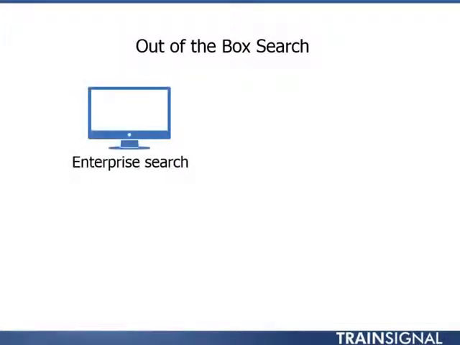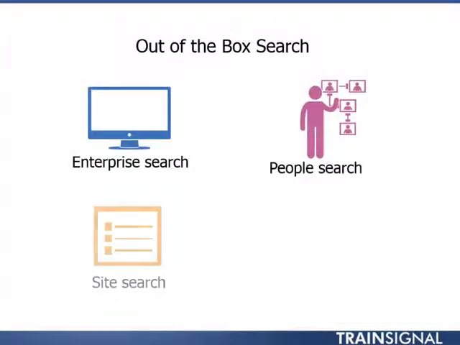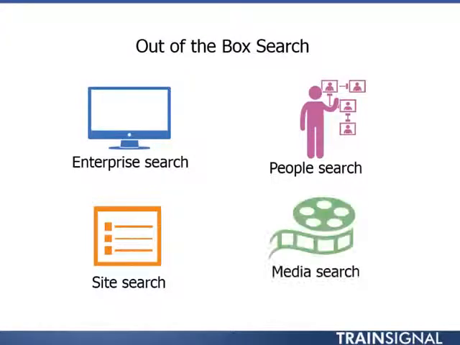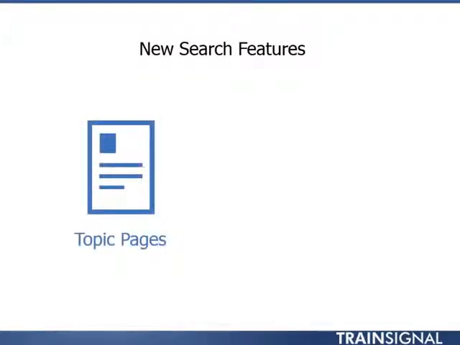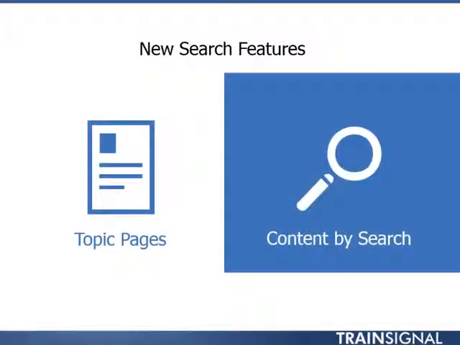Now, our out-of-the-box search is still pretty much the same. We have our enterprise search, people search, site search, and media search. But there are also a couple of new search features, topic pages, and content by search. And these combined allow for the creation of search-driven sites. Really, really neat features here.